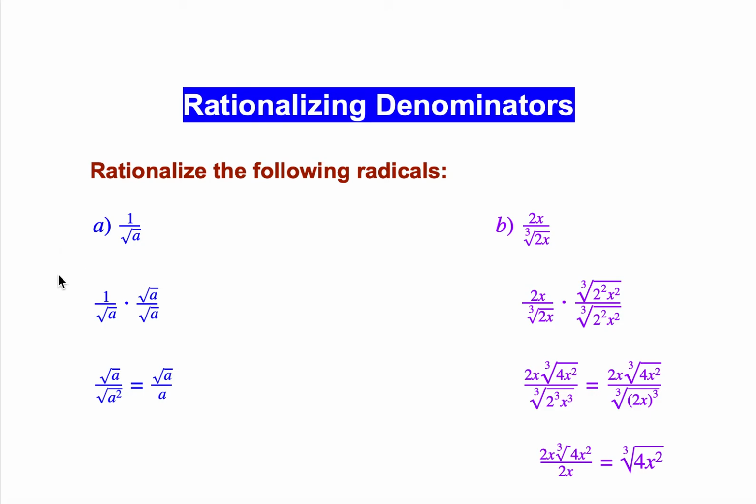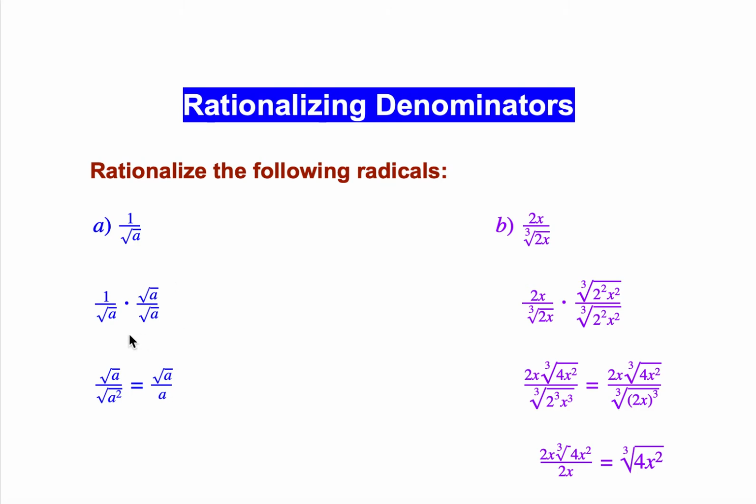Rationalizing denominators. Rationalize the following radicals. Let's start with example A. We have 1 over square root of a. We want to rationalize this denominator because here we see a radical a, so it's an irrational value, and we want to convert this into a rational value.